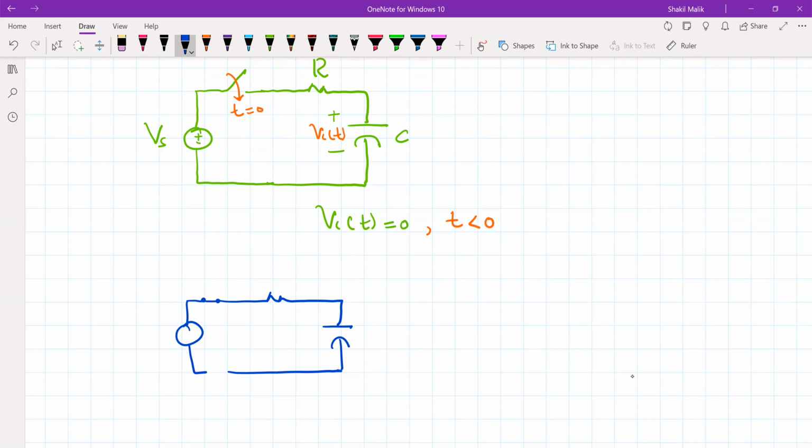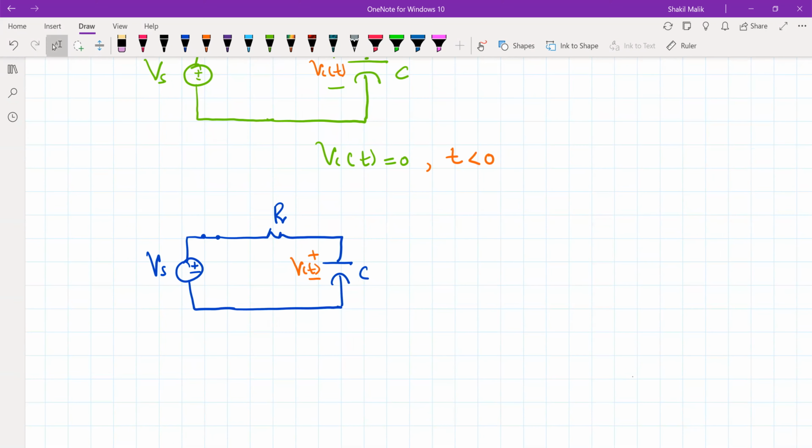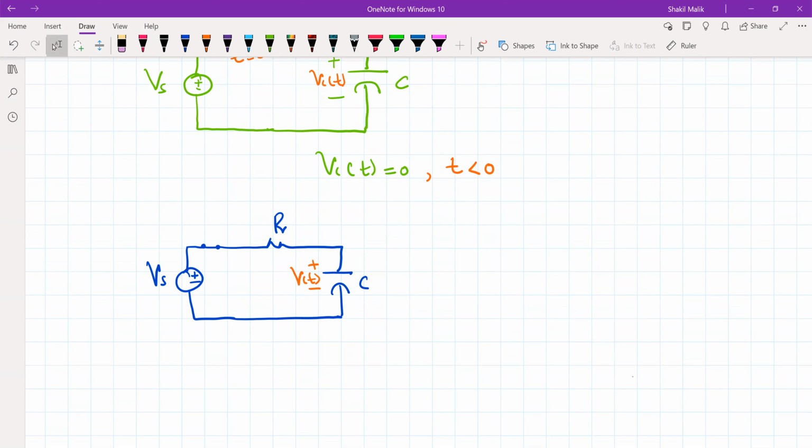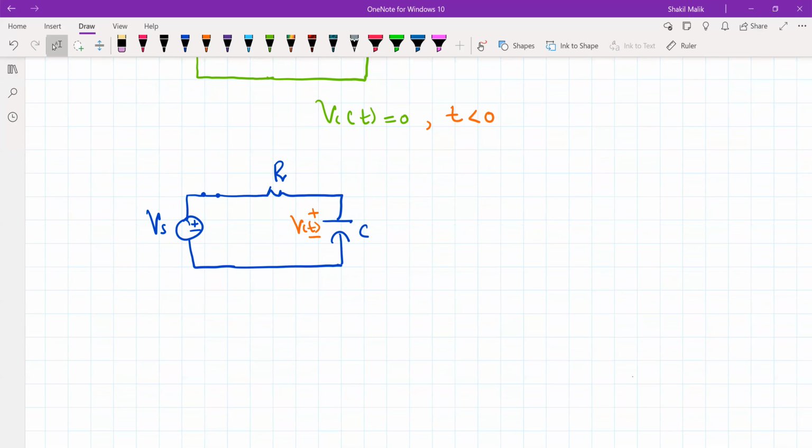So this is our battery Vs, this is R, this is C, and our goal is to observe Vc of t for t greater than or equal to 0. In the previous session, I already discussed that this switching action can be represented by a unit step signal. So you can also draw a general circuit which is valid for all time and replace Vs by Vs u of t.